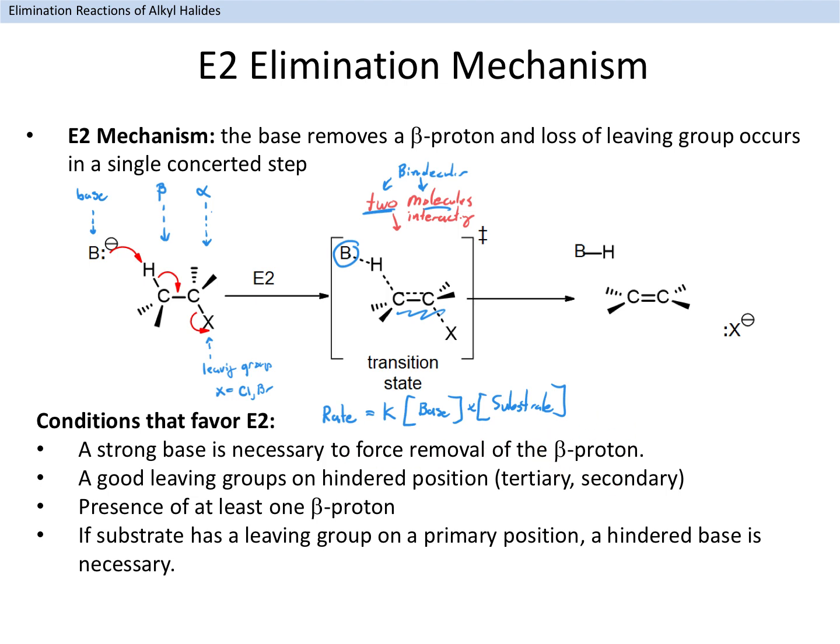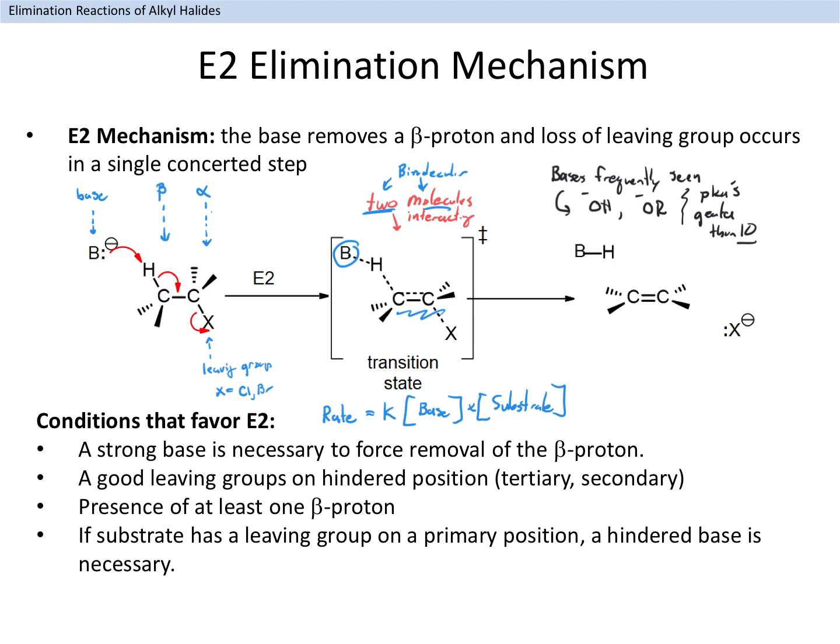This is because the base needs to be strong enough to overcome the energy barrier for this deprotonation step. Without a strong base, such as hydroxide or alkoxide, it is less likely that the E2 pathway will occur. Additionally, the presence of good leaving groups, especially when they are on more hindered or sterically crowded positions such as tertiary or secondary carbons, enhances the E2 reaction.